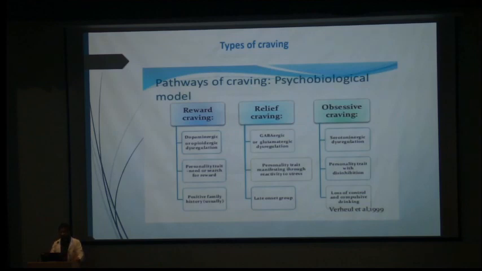One is the reward craving, where people have dopaminergic or opioidergic dysregulation. In these patients, there is generally a positive family history. The other type is the relief craving, in people who have chronic stress, anxiety, depression, and end up consuming alcohol. This type of patient generally presents late in age. And the third is obsessive craving, the most pure biological craving, where there is loss of control and just compulsive drinking. Patients will not be able to explain why they are consuming alcohol.